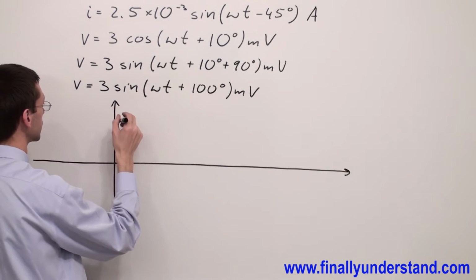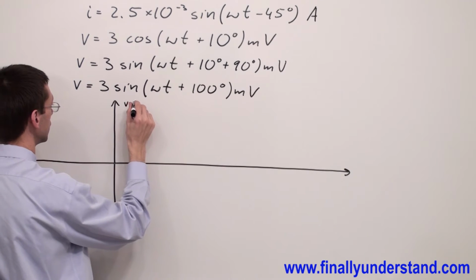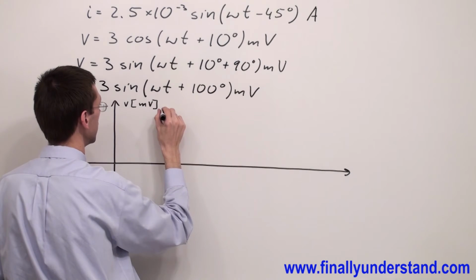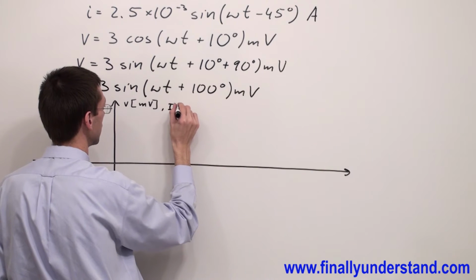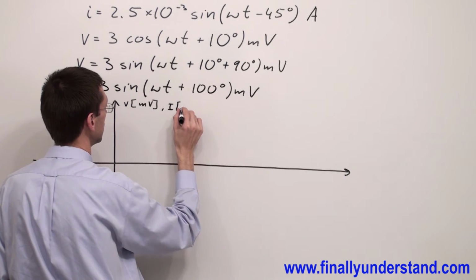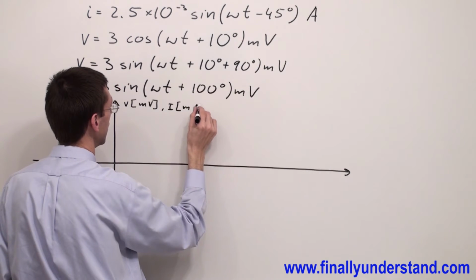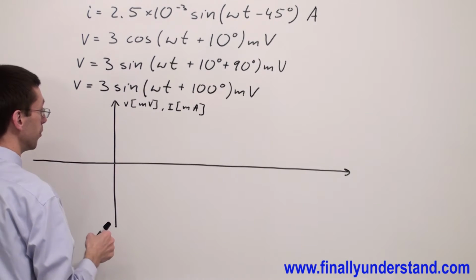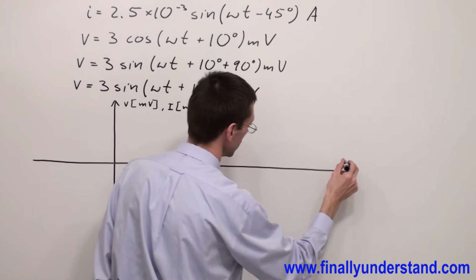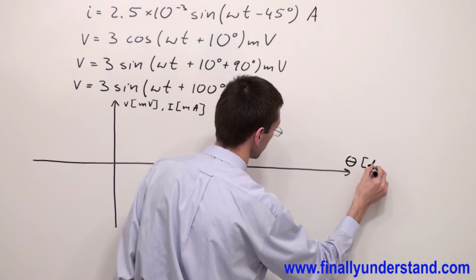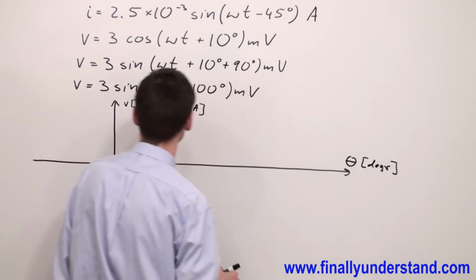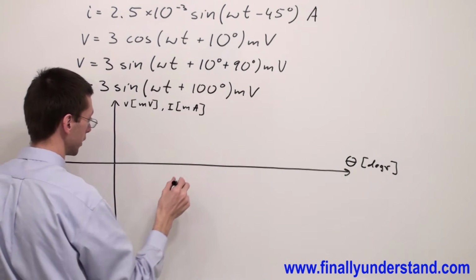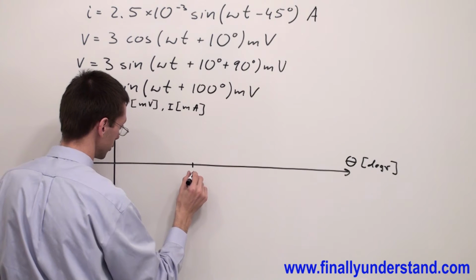My y-axis is going to represent voltage in millivolts, because I have millivolts, and current in milliamps. Why? Because I have power of 10, 10 to negative 3. My x-axis is calibrated in degrees. Why? Because my phase shift angles are expressed in degrees. That's why I'm going to find the points.